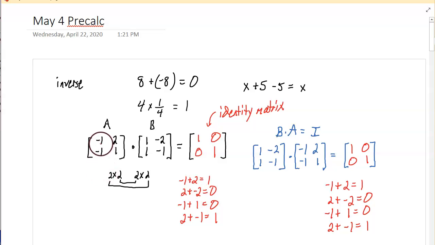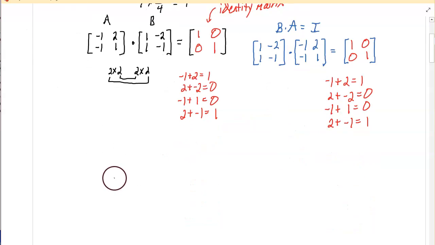The matrix containing negative 1, 2, negative 1, 1 is the inverse of the matrix containing 1, negative 2, 1, negative 1. The same symbol that means inverse when working with functions is used to indicate the inverse of a matrix. A with a negative 1 in the corner means the inverse of matrix A. In the example problem that we looked at, we were given two matrices and asked to find out if they were inverses. And we did that by multiplication. A times B, and then also B times A.